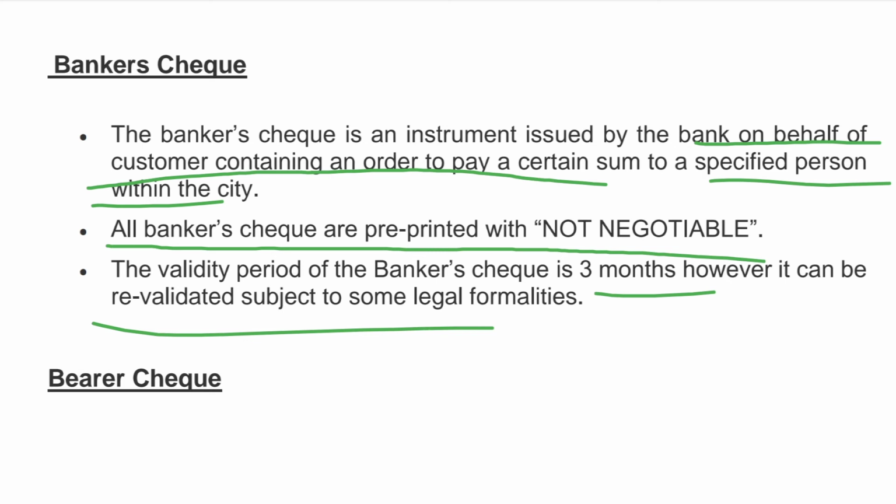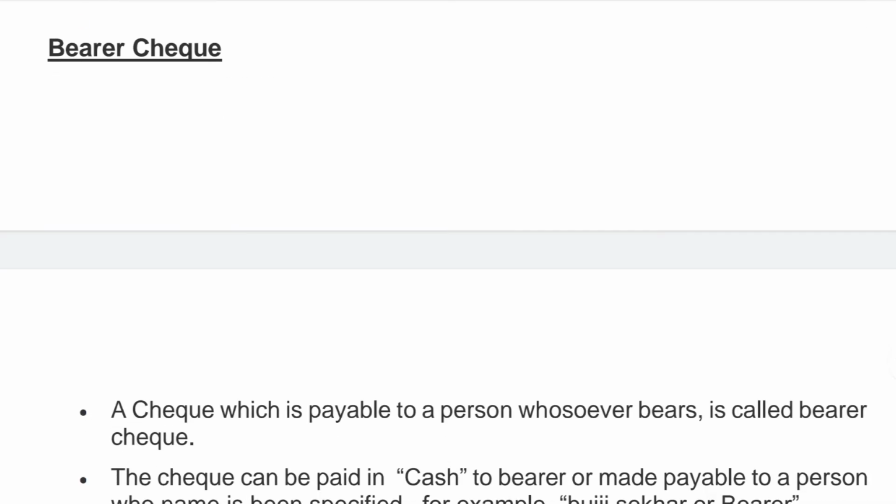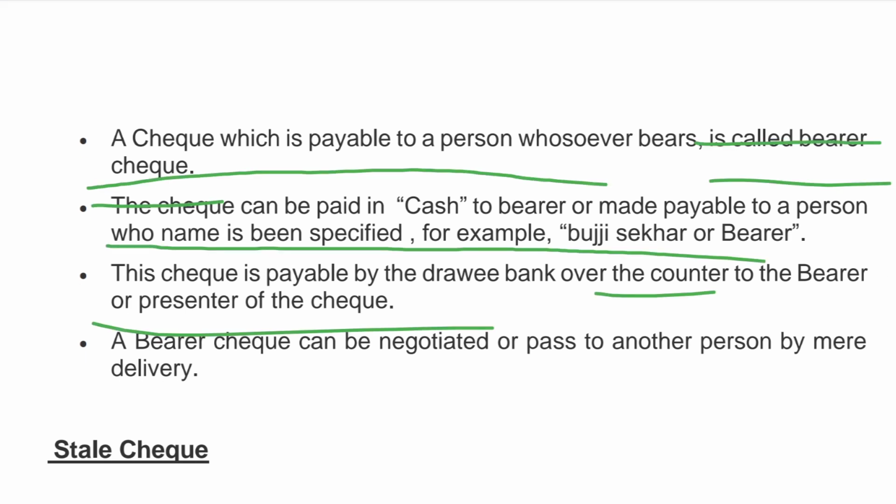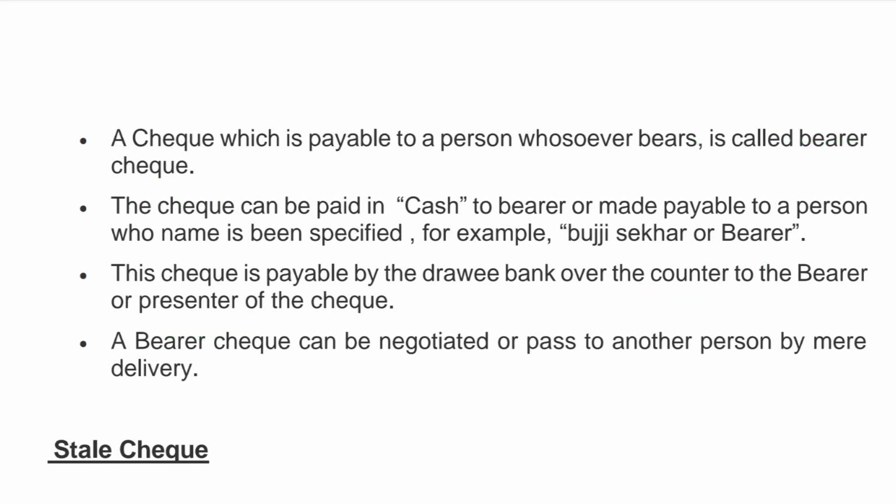Now we will discuss the bearer check. A check which is payable to a person whosoever bears it is called a bearer check. So a person who possesses it can easily encash it, and this type of check is called a bearer check.